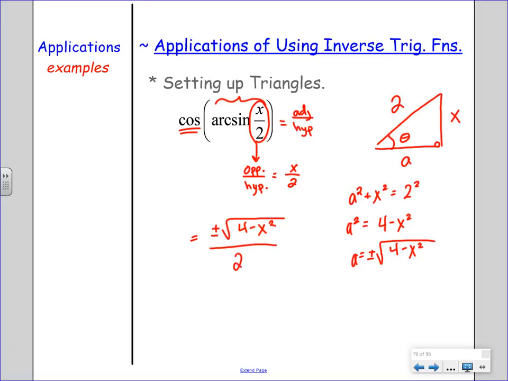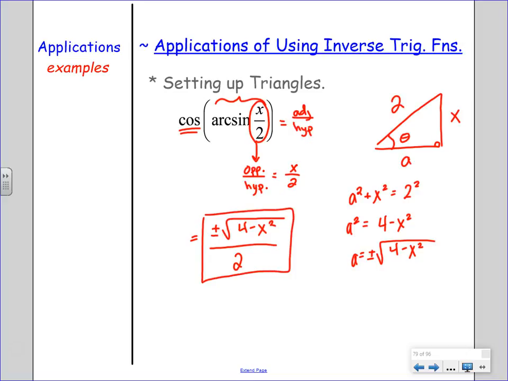Now, the way that this question was given to you, do you honestly know exactly where in the unit circle this is, so whether it should be positive or negative? They didn't tell us anything about where it was. So right now, I'd have to stop and box it.